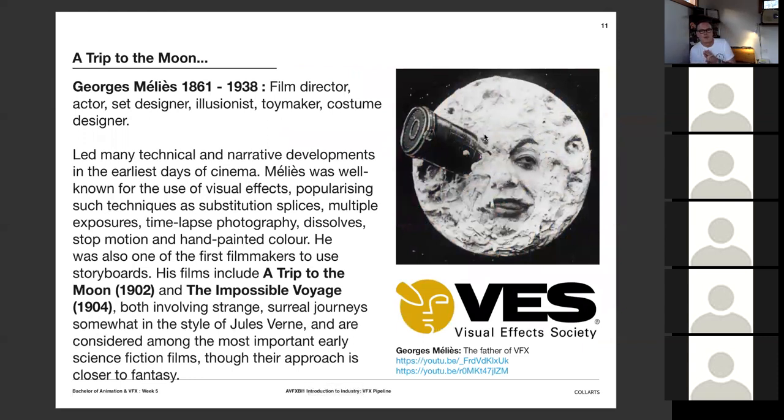Moving on a little bit further, this is when it gets really interesting. This is where we meet Georges Méliès, and I spoke about him briefly last week. Georges Méliès was an impresario. He was interested in the theatre and storytelling and those Victorian illusions that were around at the time. And he was just fascinated with the whole thing.